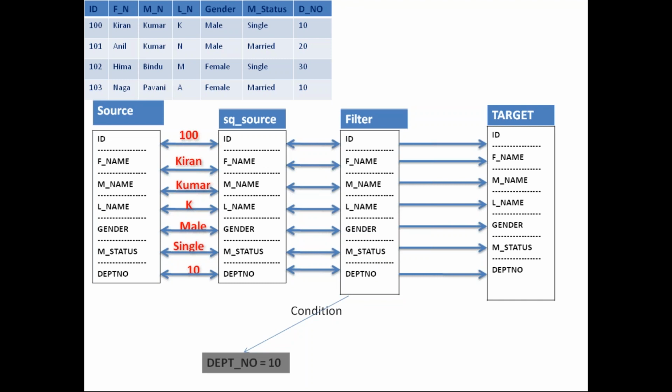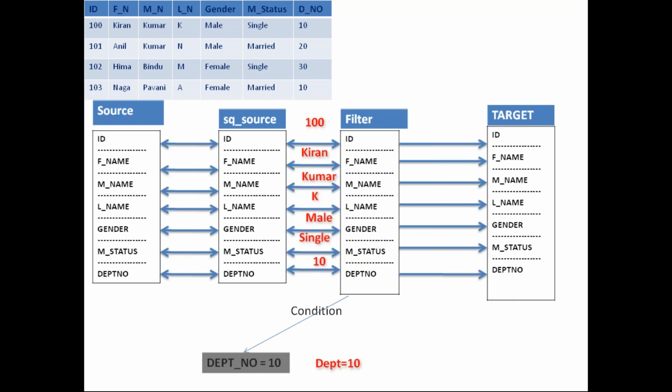So the first record will come from source to source qualifier. From source qualifier, it is coming into the filter. Here, what is the condition in the filter? What is the given condition in the filter? Department equal to 10. What is the record you are getting? You are getting a record with DEPT equal to 10, right? So our filter condition is satisfied by the incoming record, right? So this record will be flagged as a true record actually.